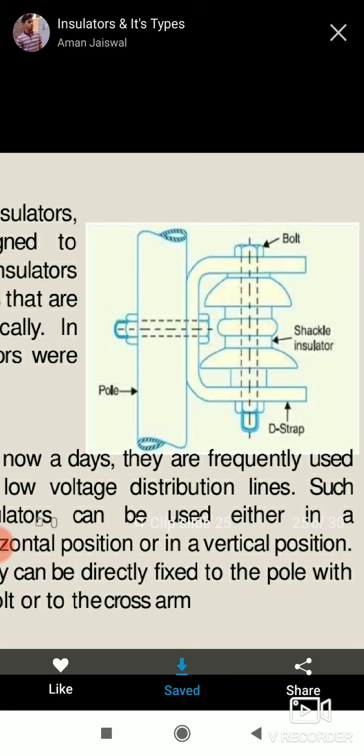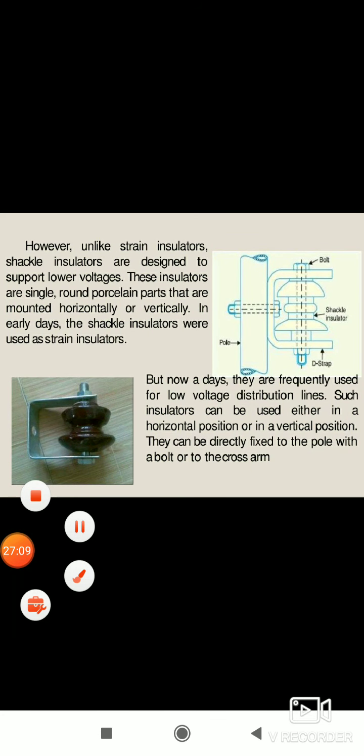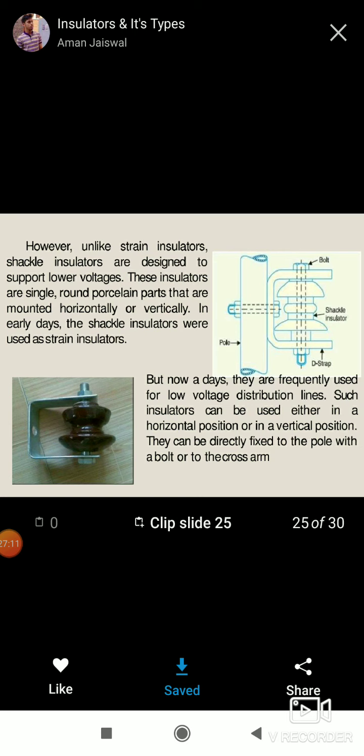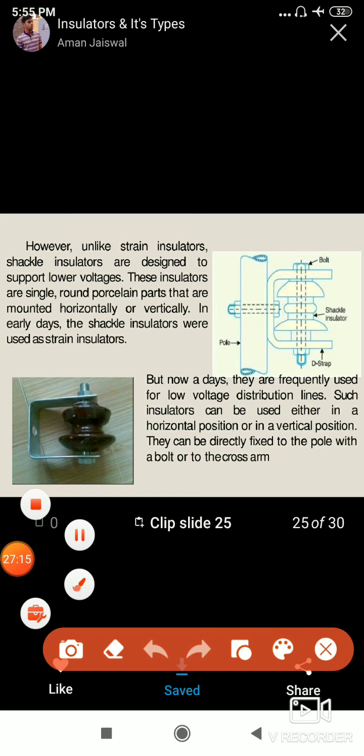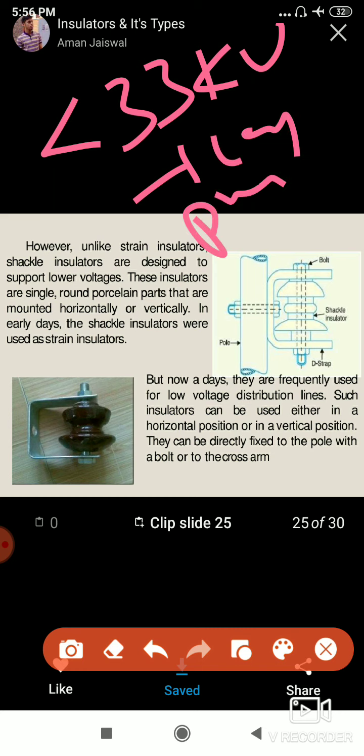So these are the different types of insulators that we studied, right? The first one is the pin type insulator, which is used for less than 33 kV. Beyond 33 kV it is uneconomical, and there is a chance of failure occurrence, which is called flashover and puncture. So these are the things we need to consider while designing the pin type insulator.